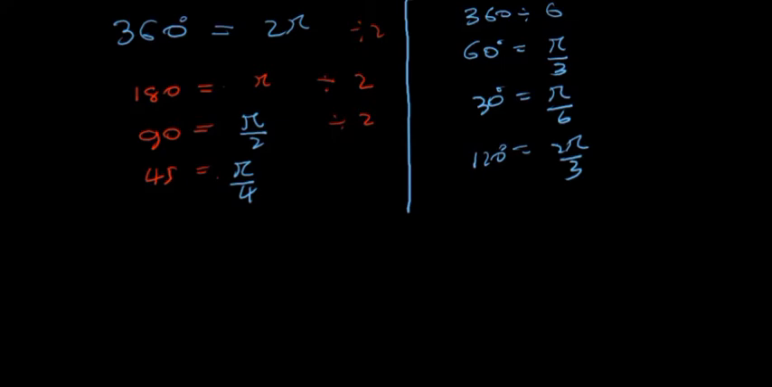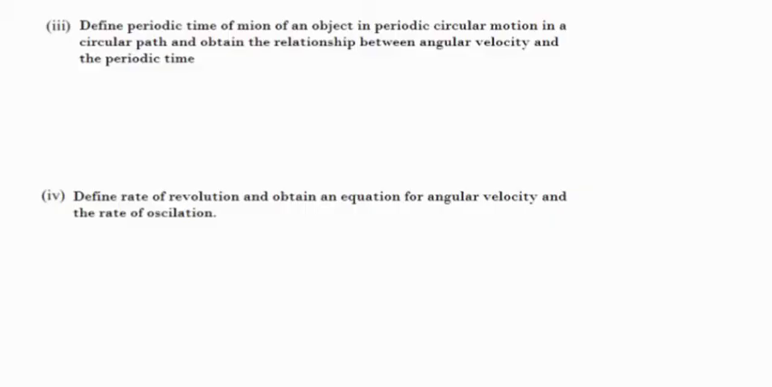Okay, let me move to the other question. This is an additional explanation. Now, define the periodic time of a muon, a particle or object in periodic circular motion in a circular path, then obtain the relationship between the angular velocity and periodic time. Muon is a particle. The spelling is a little bit wrong here, it's a typing mistake.